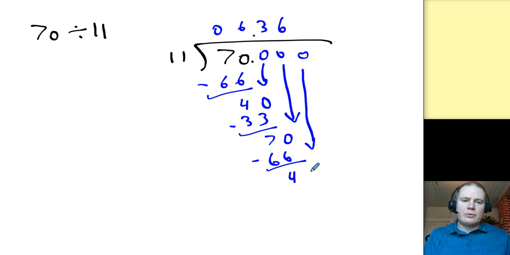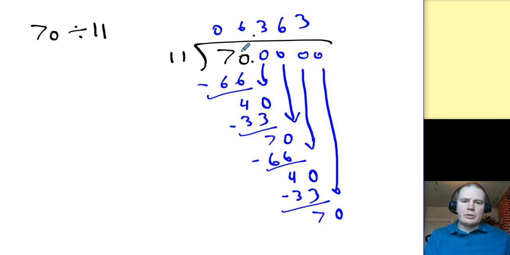Put in that next 0. Notice I'm not getting 70, 70, 70, 70. But there is a pattern here: 70, 40, 70, 40. How many times does 11 go into 40? 3 times. And 11 times 3 is 33. 40 minus 33 is 7. There's my 70. Right? 70, 40, 70, 40, 70, 40, 70, 40.